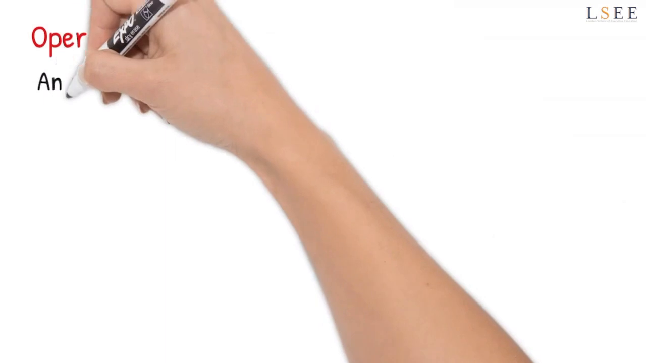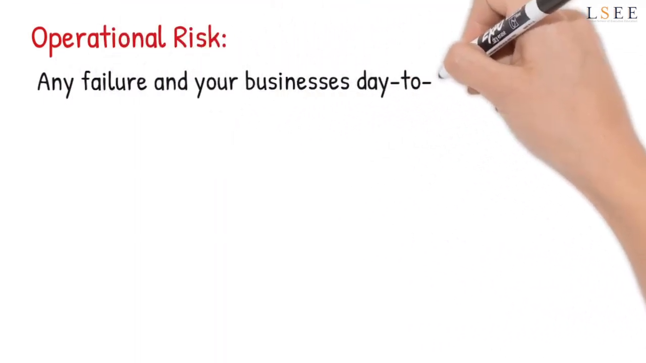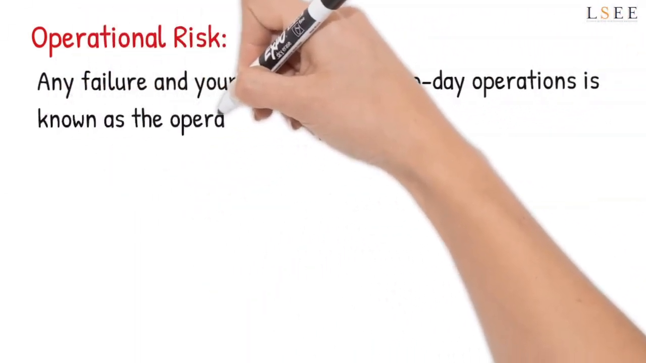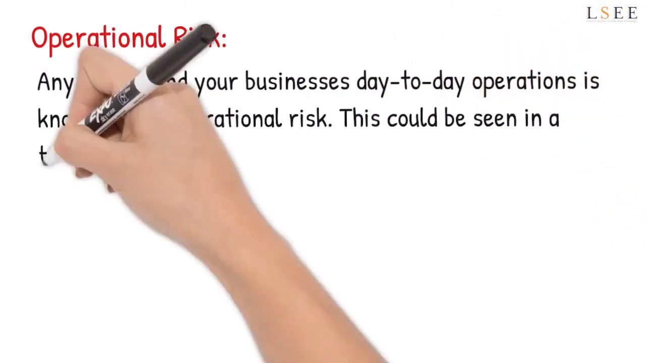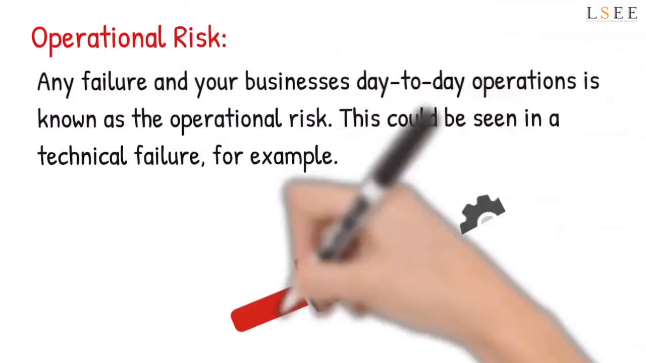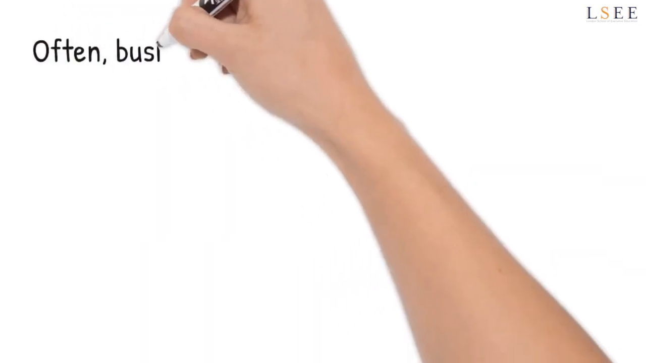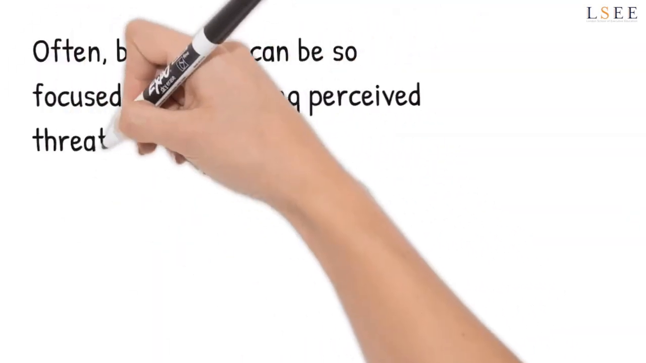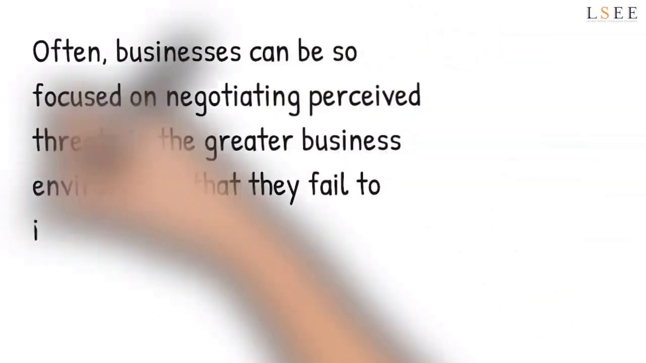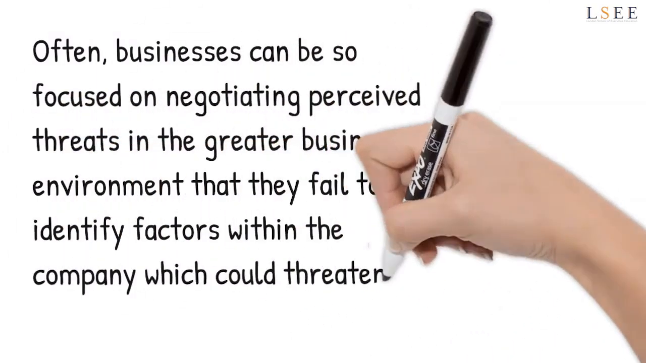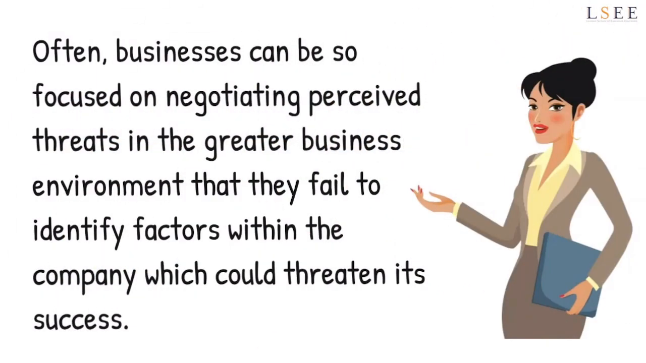Operational risk. Any failure in your business's day-to-day operations is known as the operational risk. This could be seen in a technical failure, for example. Internal business risks. Often, businesses can be so focused on negotiating perceived threats in the greater business environment that they fail to identify factors within the company which could threaten its success.